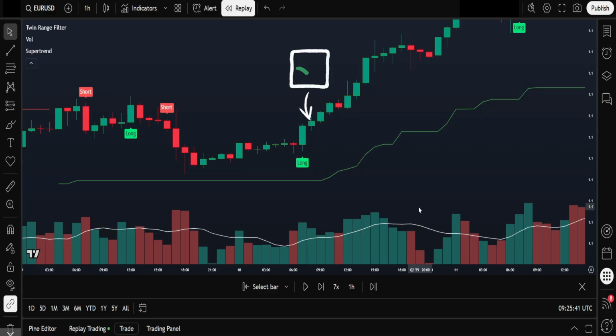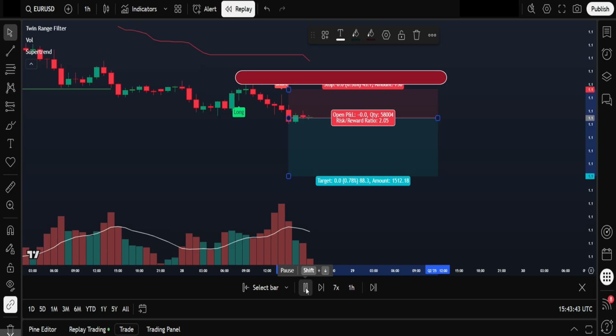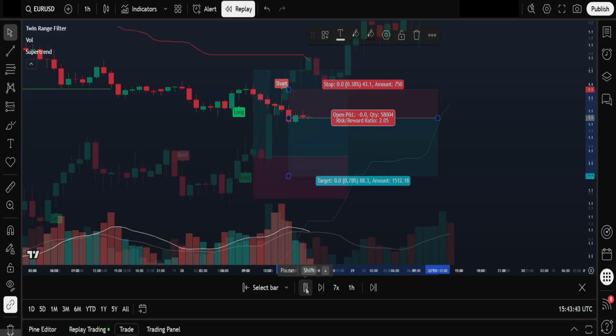Before we move on, a quick execution note. We enter on the next candle open after the signal candle closes. We put the stop beyond nearby structure. For longs, below the most recent swing low. For shorts, above the most recent swing high. The profit target is 2 times the initial risk.